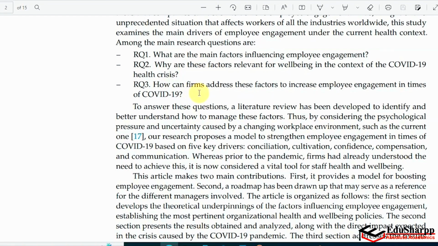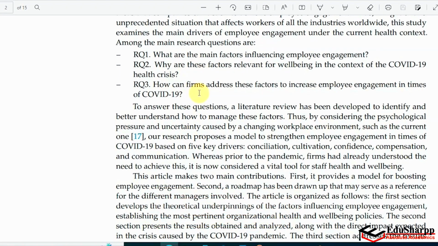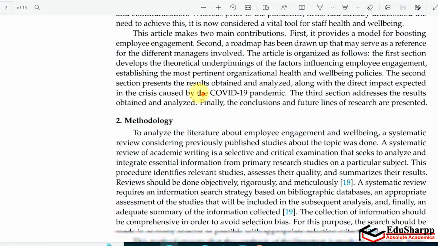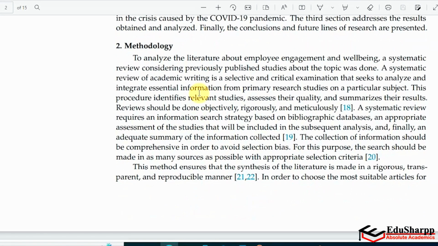First, they will identify the factors that influence employee engagement. Then they will understand whether those factors are relevant or not, and then finally they will find out a way to address those factors so that better employee engagement practices can be implemented. So now we have understood the topic and research question. Now let us have a quick look at the methodology.